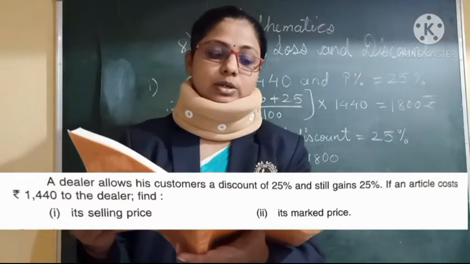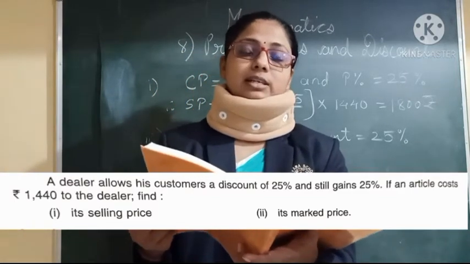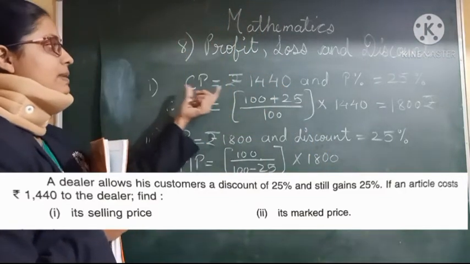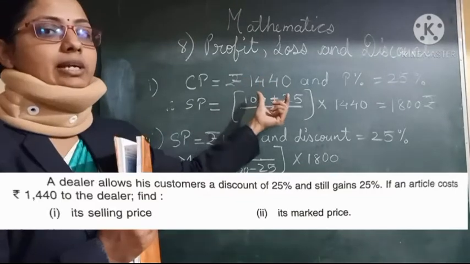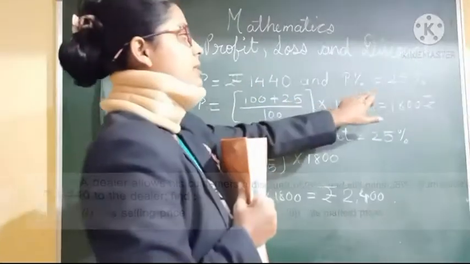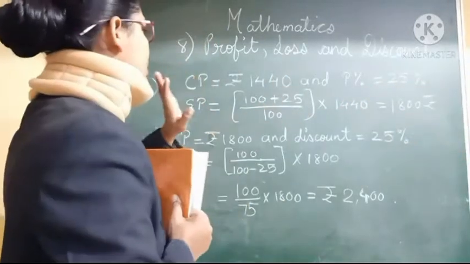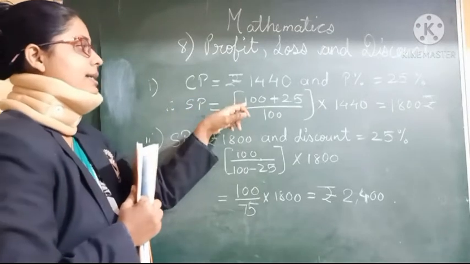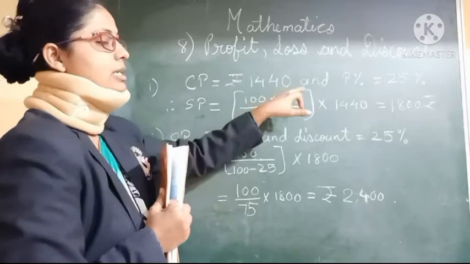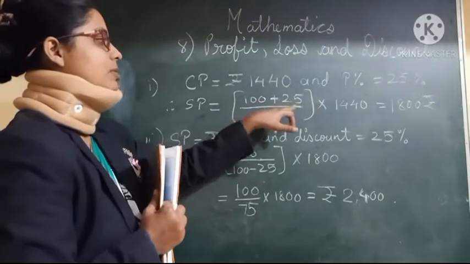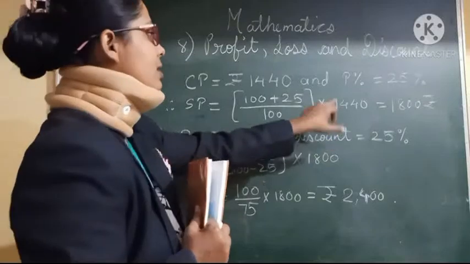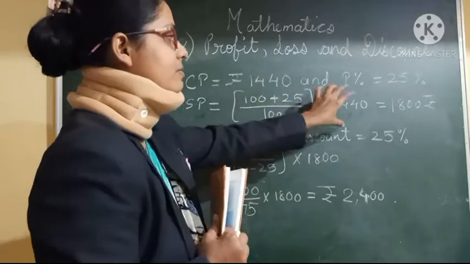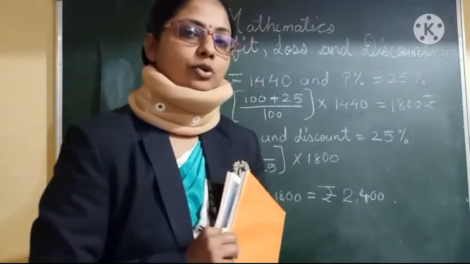What is asked here? Selling price. So how can we take out the selling price? Let us solve this example. First of all, we know that cost price is rupees 1440 and profit percent is 25%. So SP equals, we know this formula, SP is equal to 100 plus 25 upon 100 multiplied by cost price. So it will be 1440. If we calculate this, we will get the answer as 1800 rupees.